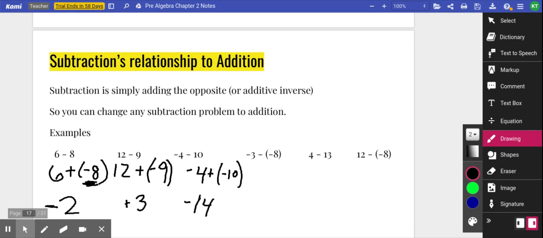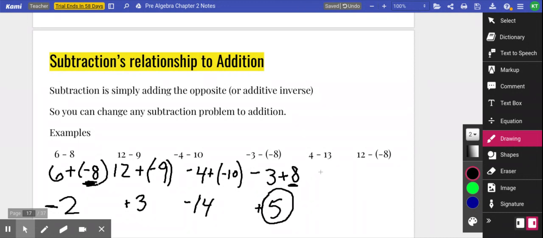Now, -3 minus -8. I'm going to change it to an addition, and I have to add the opposite of -8, which is +8. So -3 plus 8, they're opposite signs, so I'm going to subtract the values. 8 minus 3 is 5. Since 8 is larger and it's positive, my answer is going to be +5. You don't have to put that positive sign there. It's understood to be a positive.